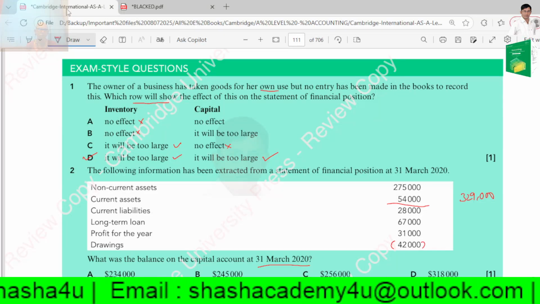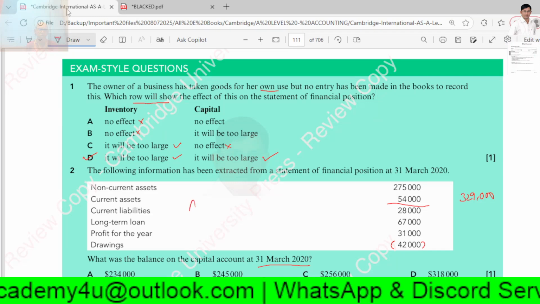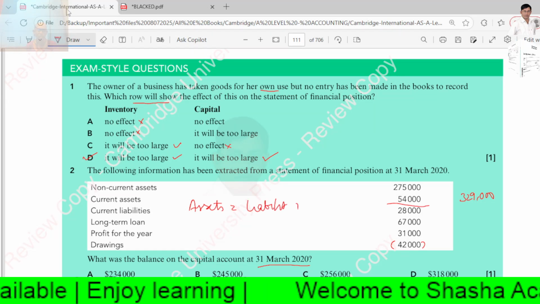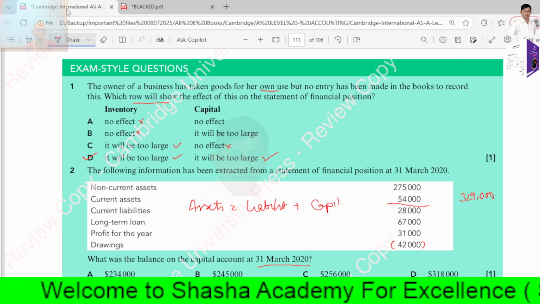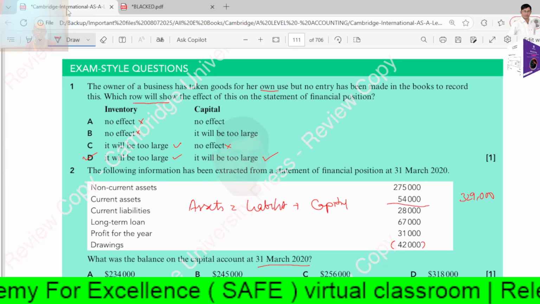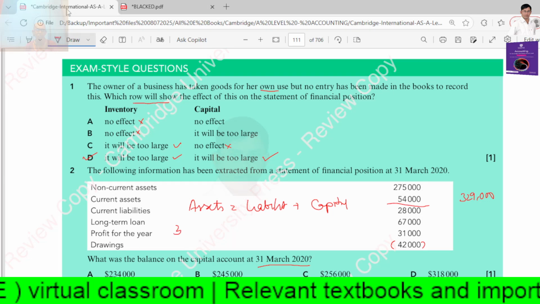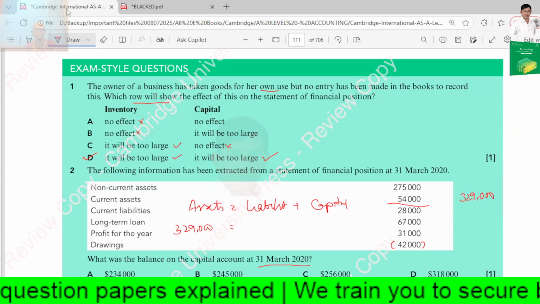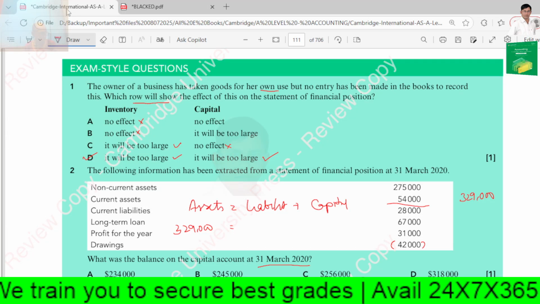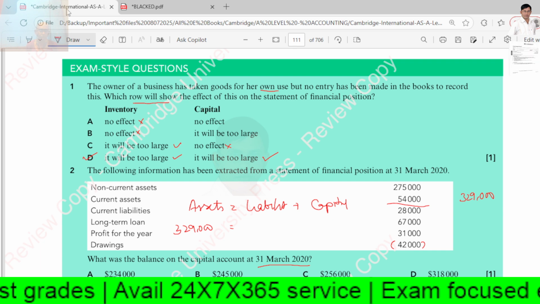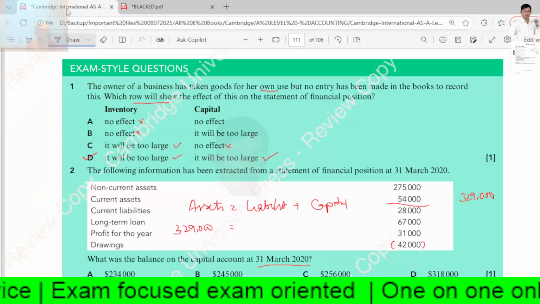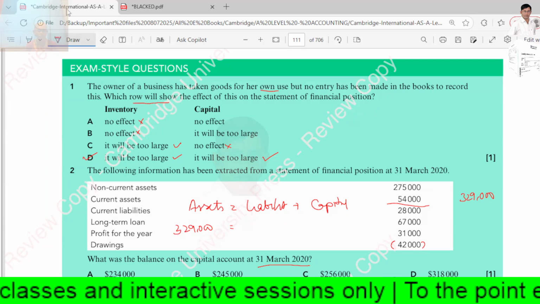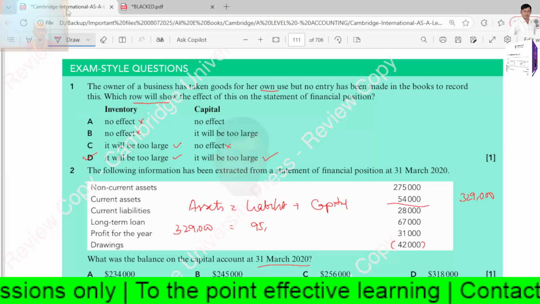So you know, in the accounting equation, assets is equal to liabilities plus capital. So assets are 329,000, which is equal to liabilities plus capital. Liabilities is what? This and this are liabilities. 28,000 plus 67,000, so 95,000.